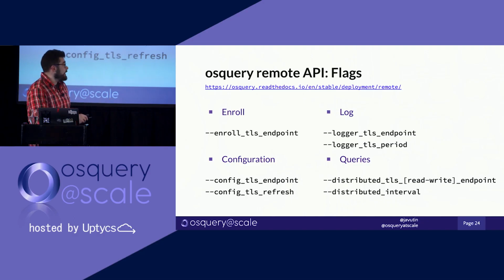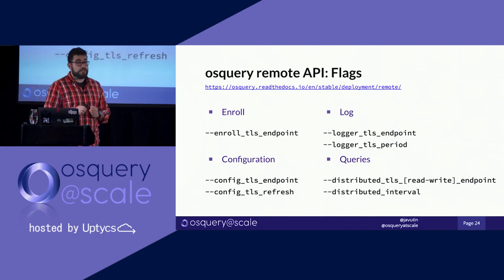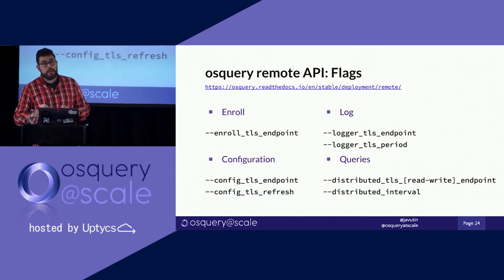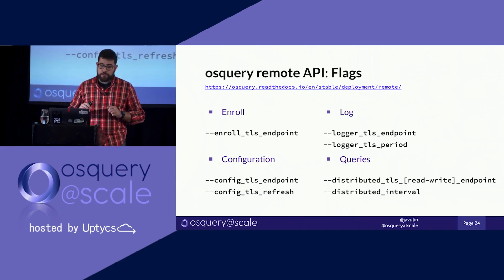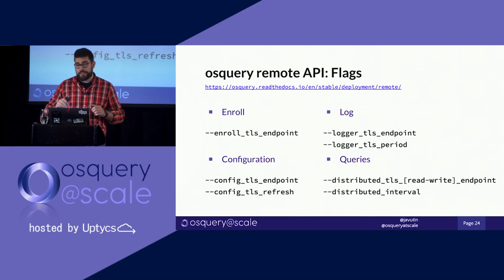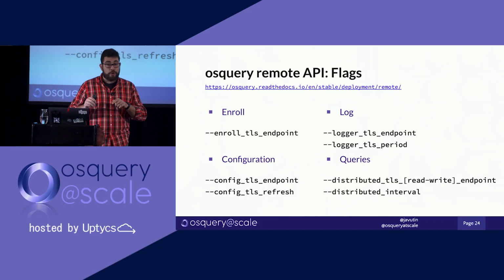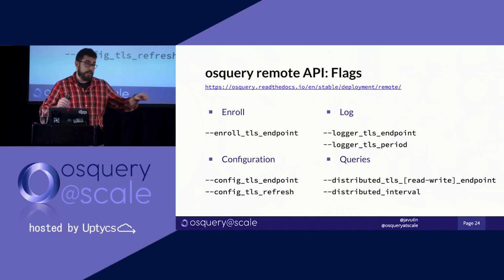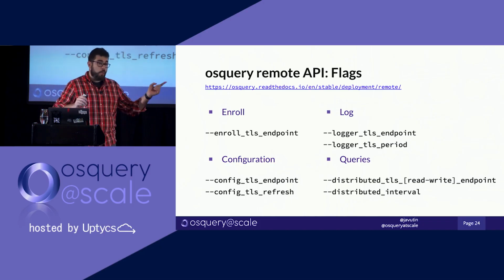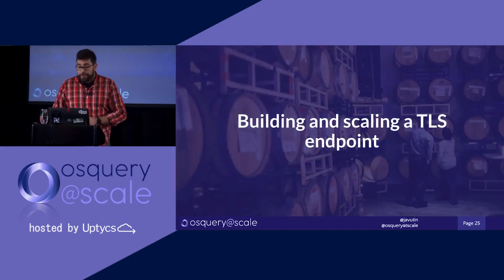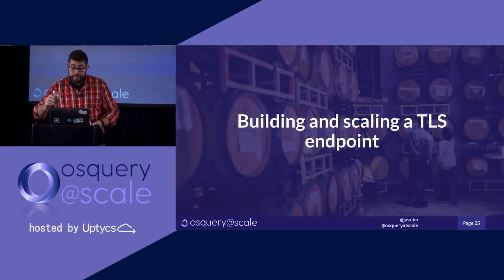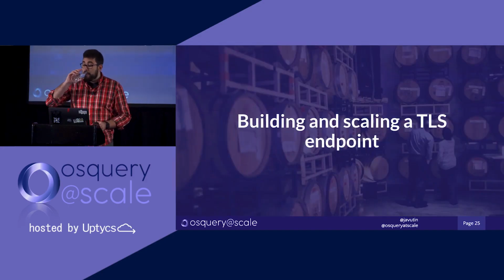Here is one detail. The distributed interval configures osquery with the interval in seconds for every request to the query read, because the query write will be sent once osquery receives a query. So that is not configured, it's just on demand. osquery will use that one once there are some queries to send. So we went through the implementation details of the remote API.